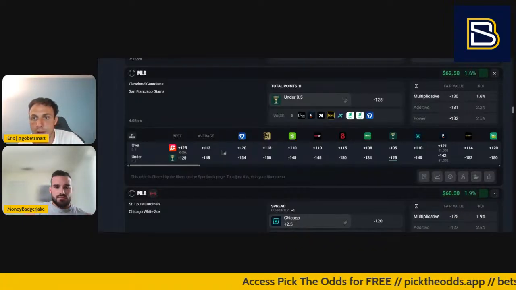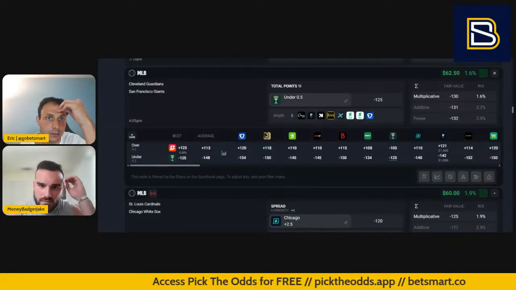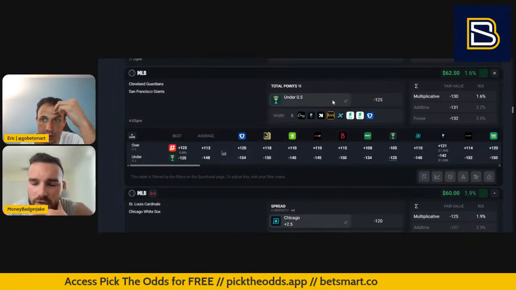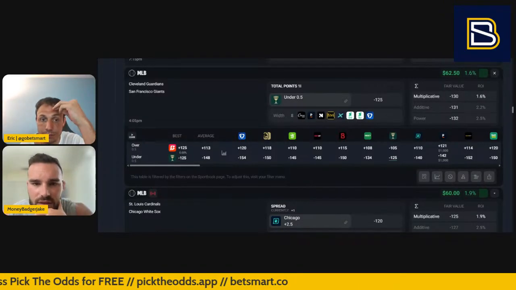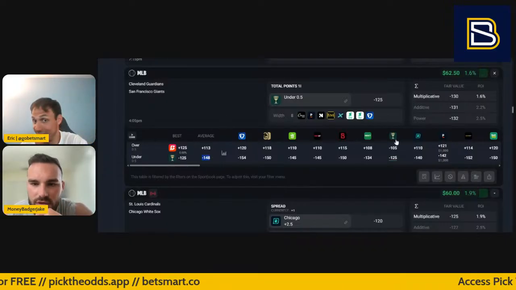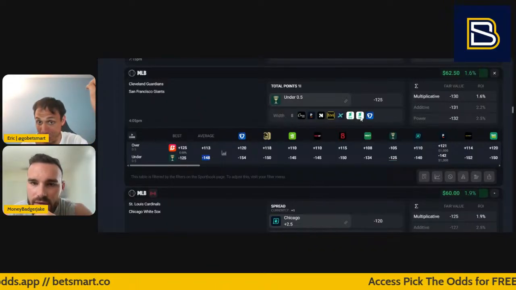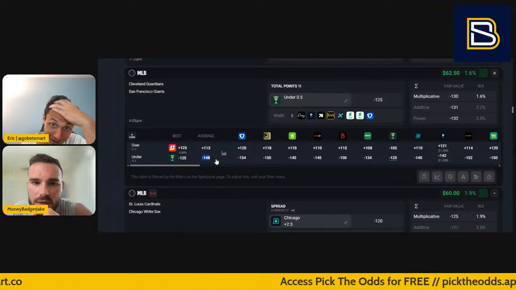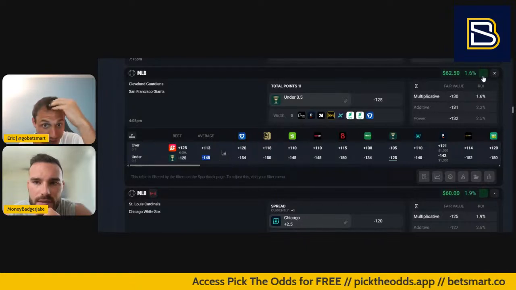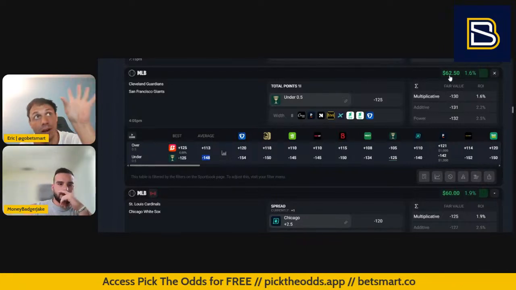Caesars, Guardians, Giants. I'm betting minus 125. Bro, those are great odds. Look at the rest of the books, not even close to minus 125. All this with market average, 1.6% expected value. Again, I am under the flat bet model.